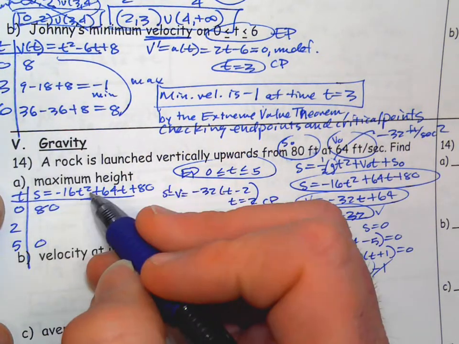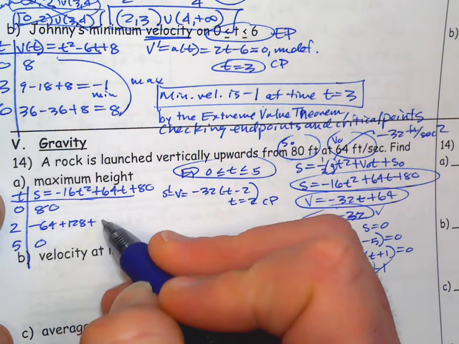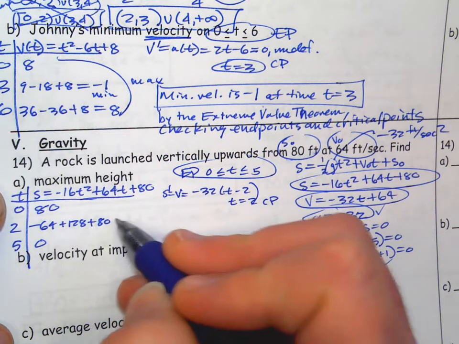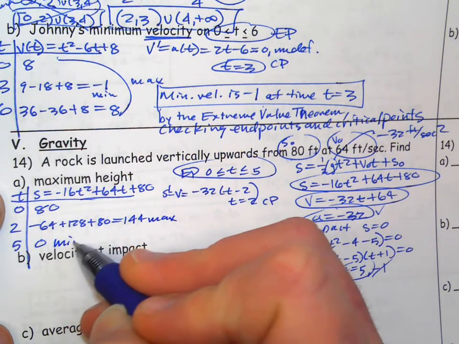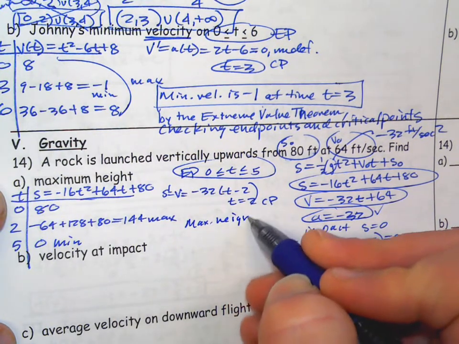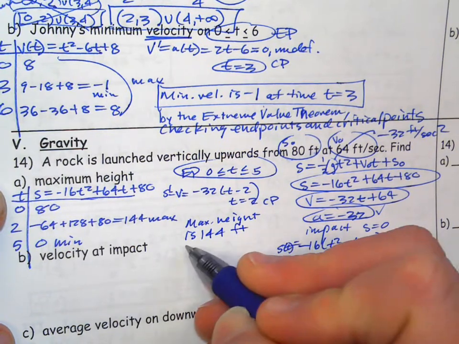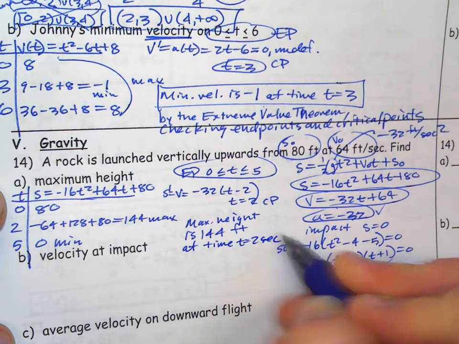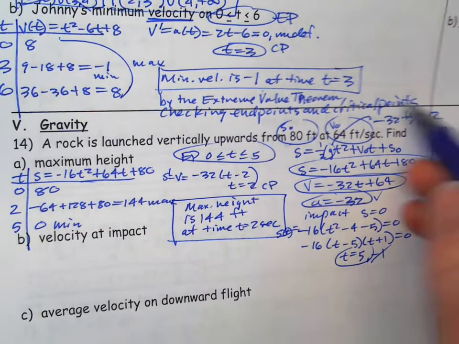You plug 2 in, you get negative 64 plus 128 plus 80. So that's going to be 64, that's going to be 144. So that's your max. That's your min height. So max height is 144. We have units on here: feet, at time t equals 2 seconds. We have units for time also. We didn't on problem 13, but this one's a gravity problem where we're assuming that's our gravitational pull.